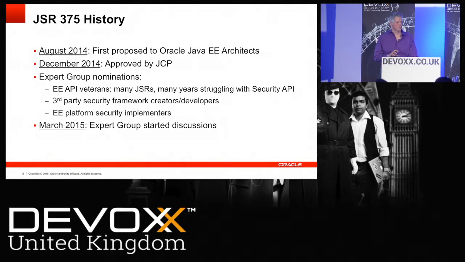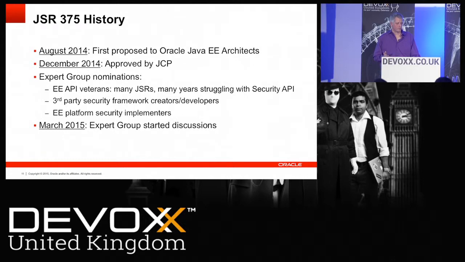The expert group, we kind of thought, what would be a good expert group? Well, with a JSR having to do with EE APIs, you want to have EE API experts. You want to have people who understand the API, not so much security, but the API itself. So one group of people we wanted were EE API veterans, people who had many years of using EE, and generally also many years of using the security API.